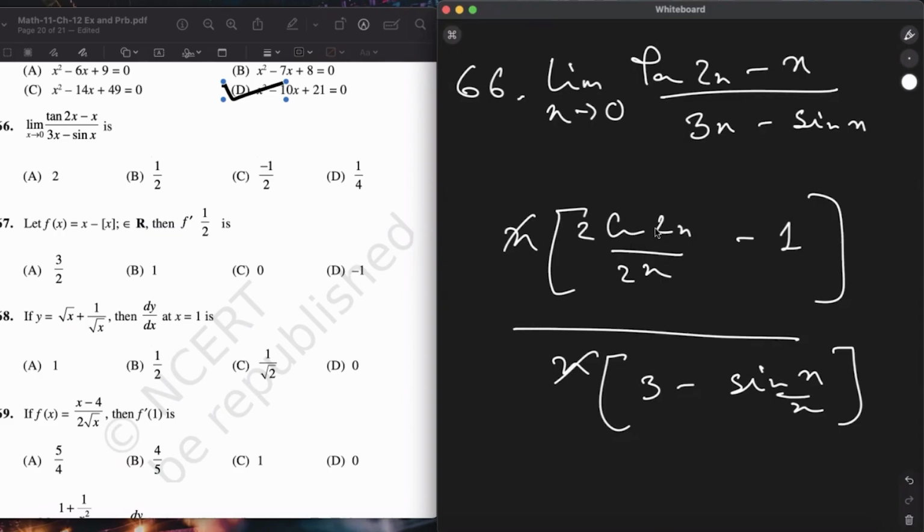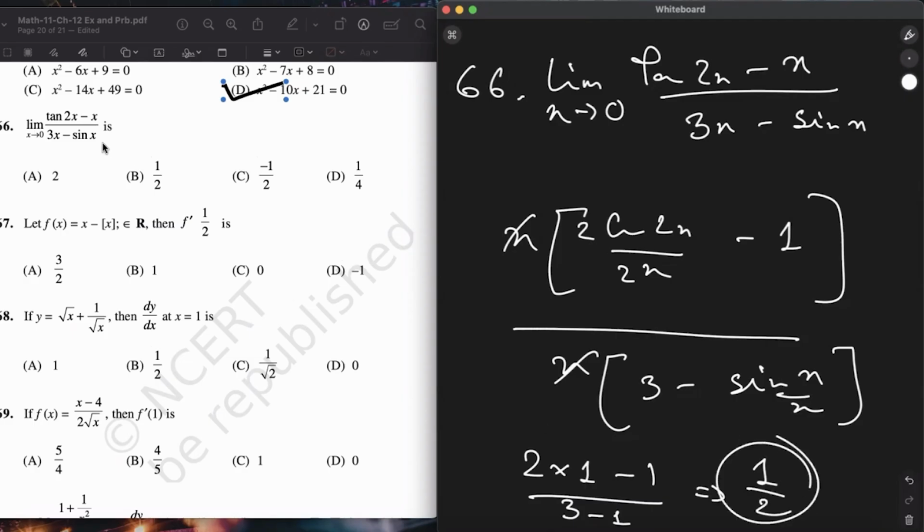Limit x is tending to 0. So tan 2x by 2x will return a value of 1. So 2 into 1 minus 1 divided by 3 minus 1. Alright. So 2 minus 1 is 1 and 3 minus 1 is 2. So 1 by 2 will be the answer for this one.